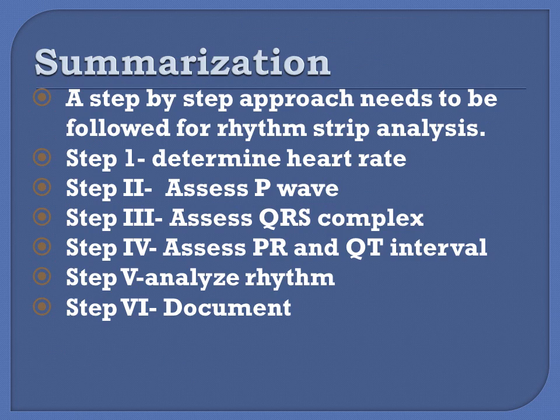So, it's time for summarization. A step-by-step approach needs to be followed for rhythm strip analysis, and we have learned 6 steps to analyze the ECG rhythm strip. Step 1, determine heart rate. Step 2, assess P wave. Step 3, assess QRS complex. Step 4, assess PR and QT interval. Step 5, analyze rhythm. Step 6, document your findings.